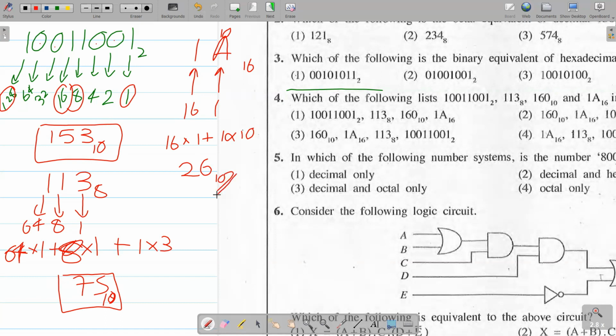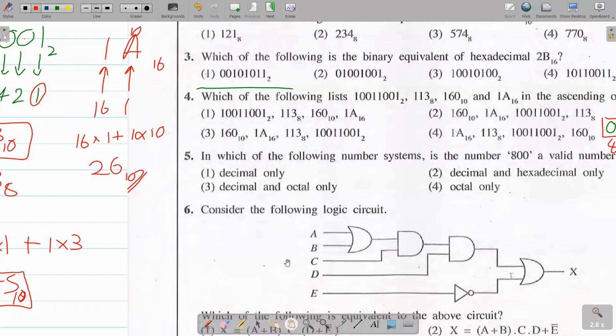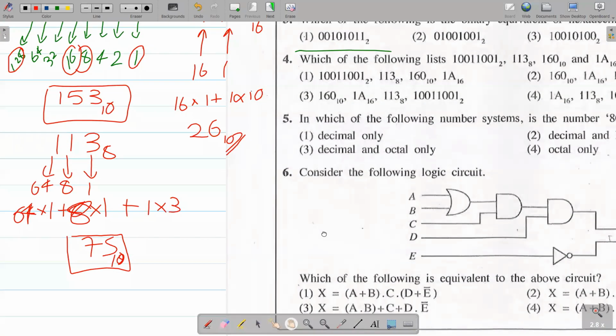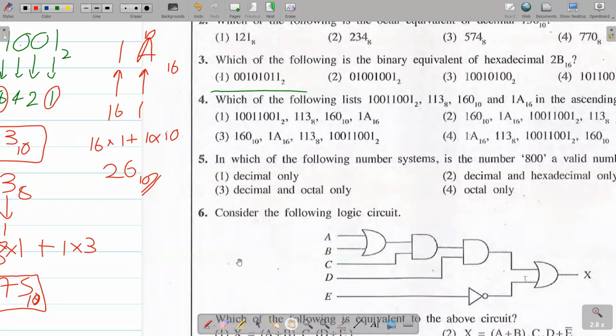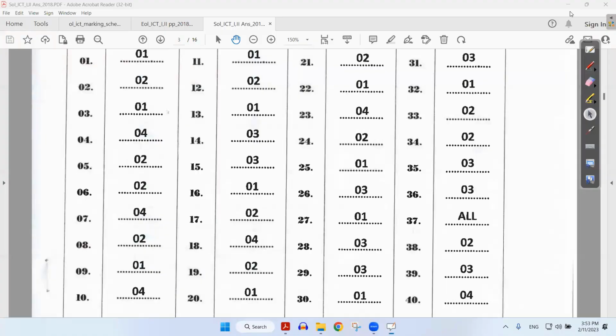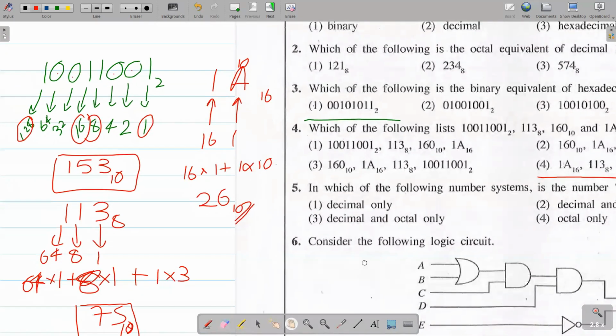So it's asking the ascending order, right? Is it the ascending order that they ask? Yes, ascending order. So the smallest one should be at the beginning. So the smallest one, according to this, is the hexadecimal, right? Yes. So that is only in the fourth answer. So the fourth one, the answer is going to be the fourth. Is it the fourth? Yes, it is the fourth. Yes, people, are we clear about this?